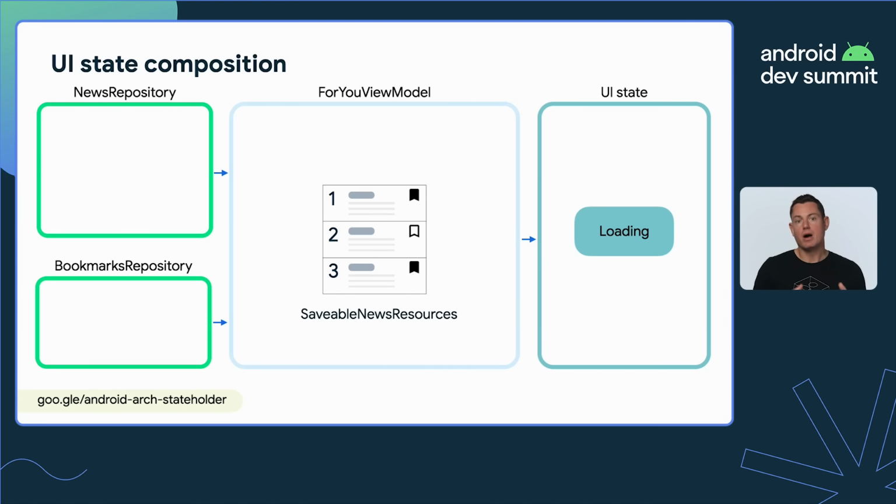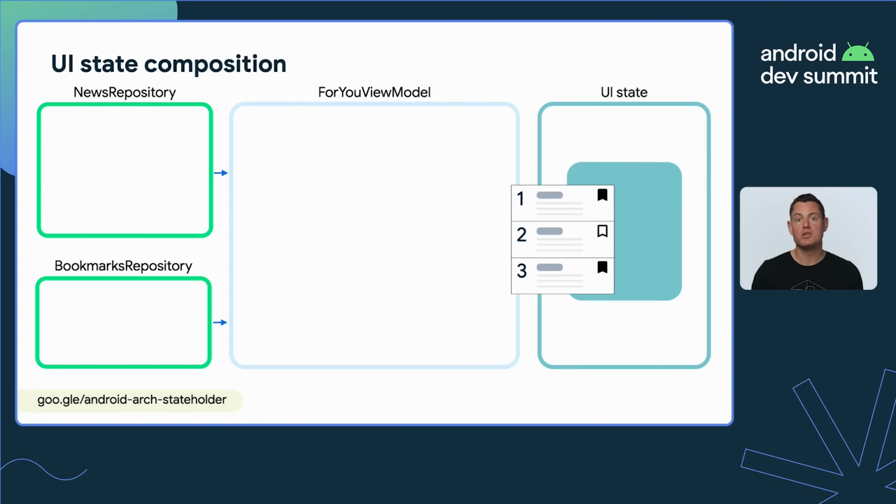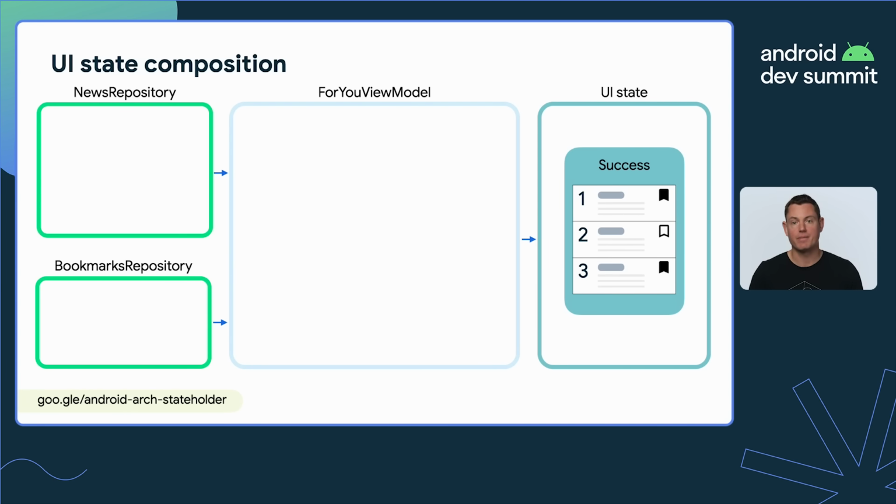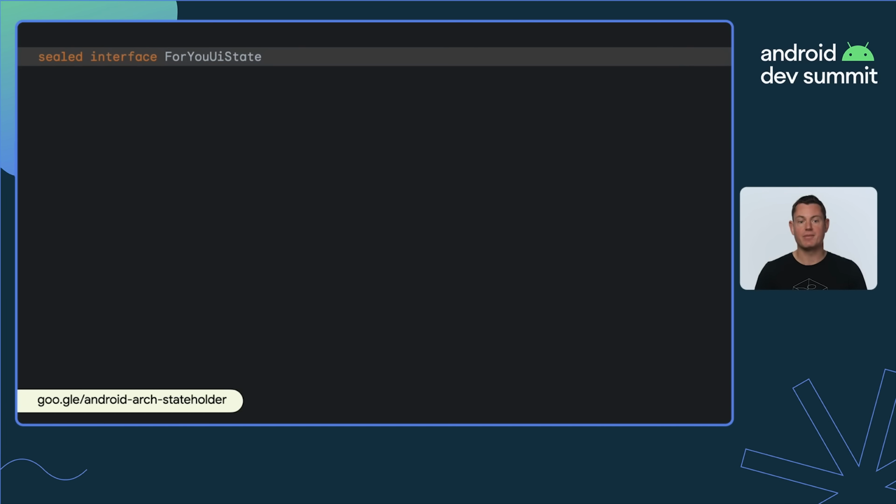Once the data is combined, our view model needs to convert this to a UI state, which can be one of two possible values: loading or success. Loading is used when data is being initially loaded, usually when the news resources are being loaded over the network. And success is used when the data has been loaded successfully. It contains the list of savable news resources so the UI can display them. Here's the code which does that.